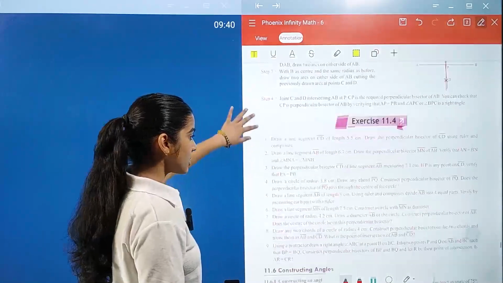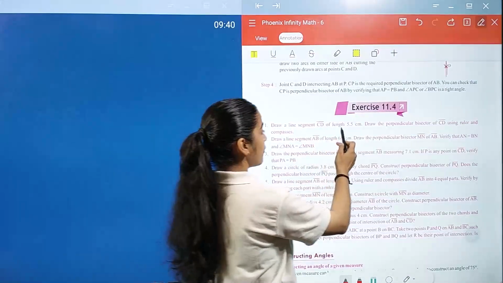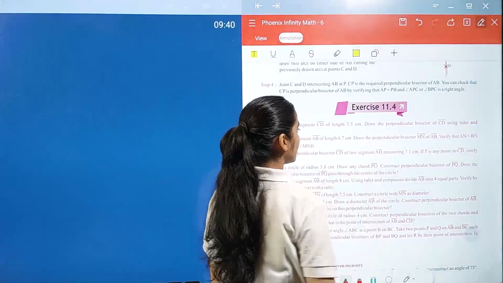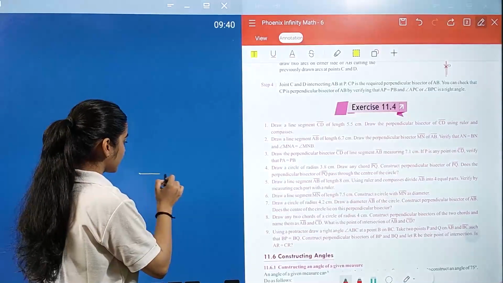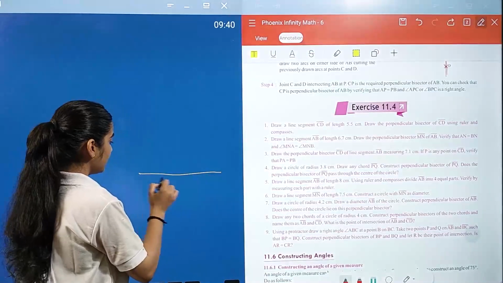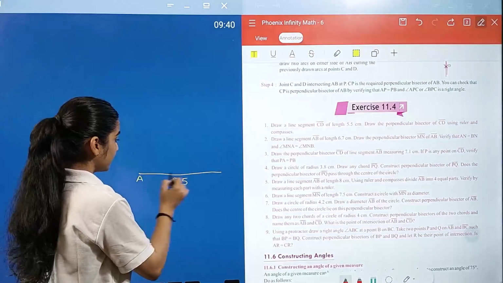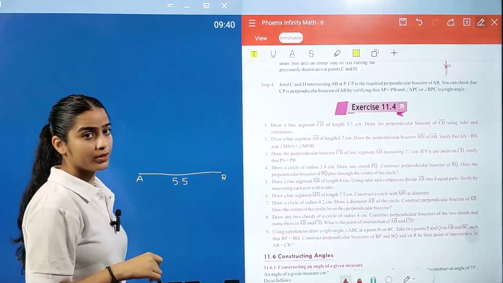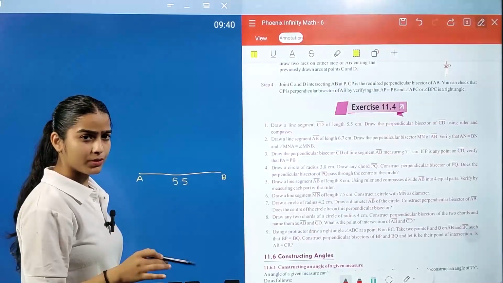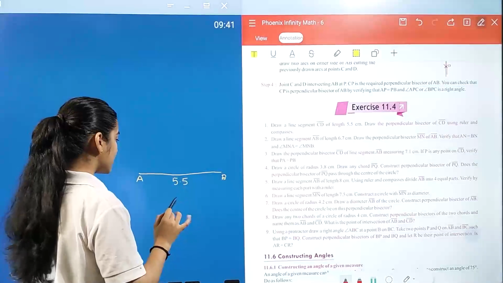Okay. Now we have our exercise 11.4. Draw a line segment CD of length 5.5 centimeter. Draw the perpendicular bisector of CD using ruler and compass. This is your line, 5.5 centimeter, AB. So now you have to take more than half of 5.5 centimeter. Half of 5 is 2.5. So you can say you have to take 3.5 or 3 centimeter. So we take 3 centimeter.